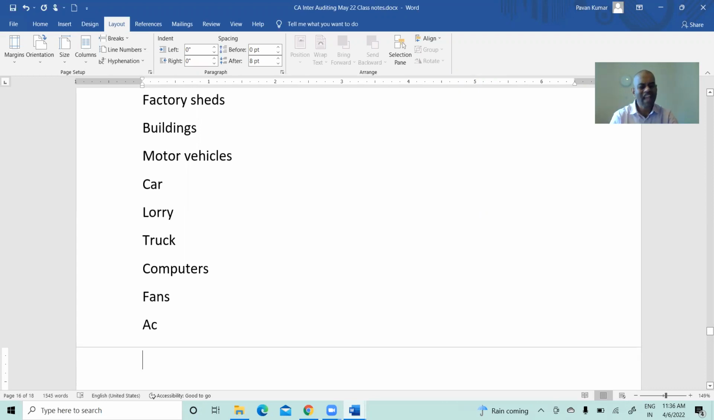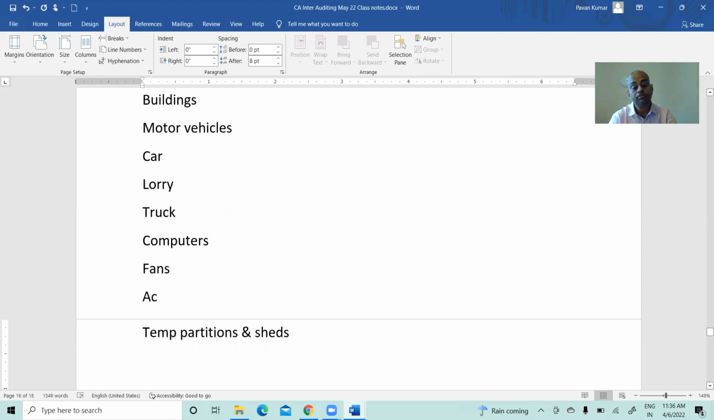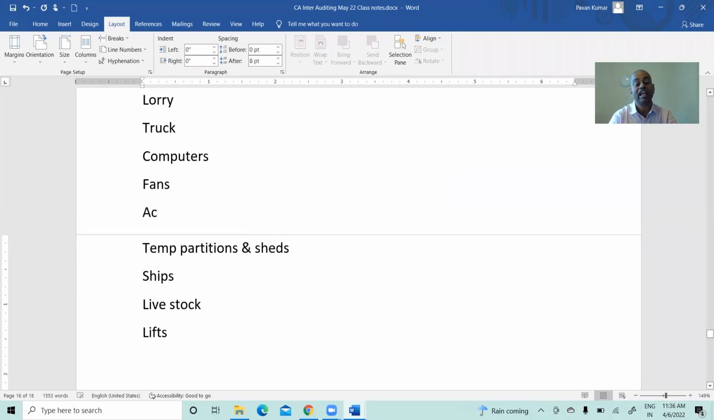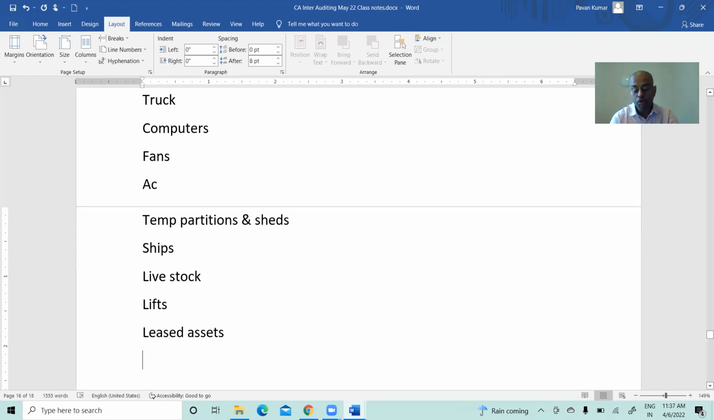Then what else can be there? Anything. Sky is the limit. Temporary partitions and constructions, temporary sheds. That also can be capitalized. You can write 100 things. Ships, livestock, lifts, elevators, conveyor belts, leased assets, freehold property, leasehold property.